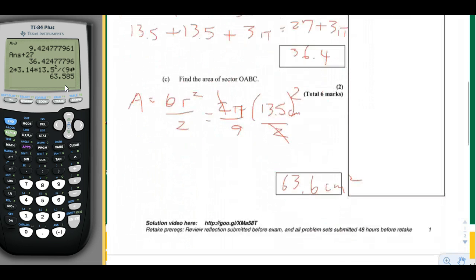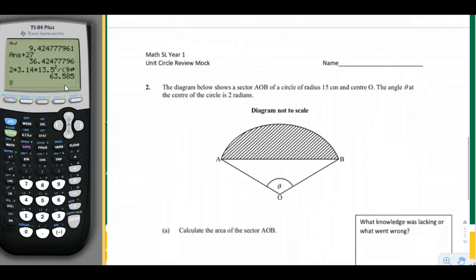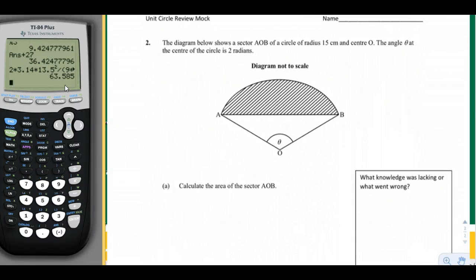Go on to the next problem. Now this is a combination of an arc problem with a trigonometry problem. L equals r theta, A equals theta r squared over 2. Calculate the area of the sector.